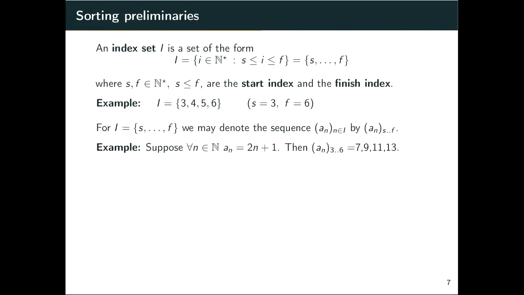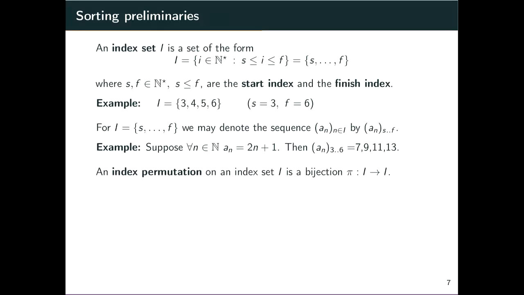So suppose we've got this formula here. A_n is our sequence, and we're going to take the sequence from 3 to 6. And so our outputs from this sequence are going to be 7, 9, 11, and 13.